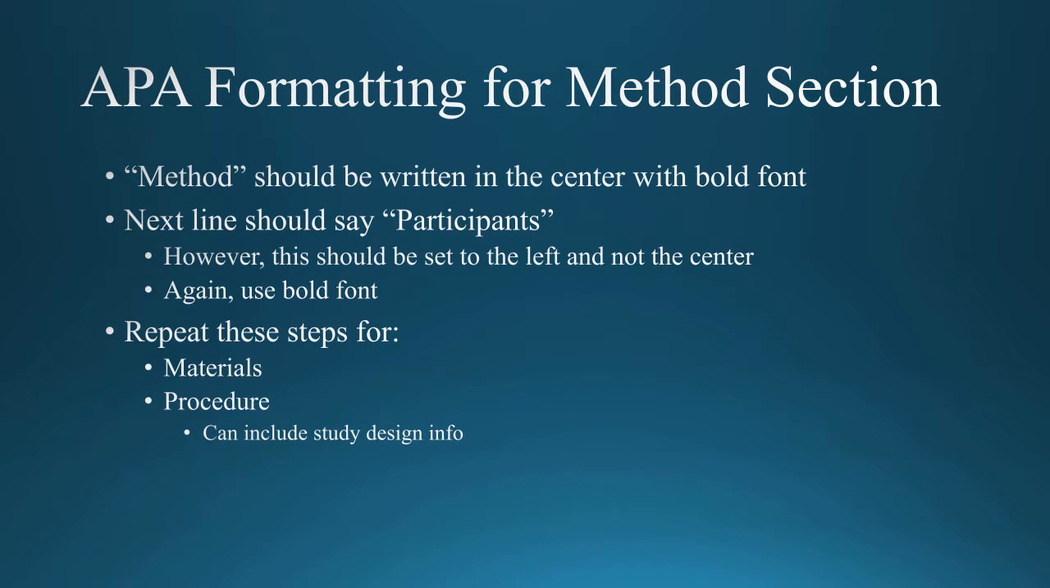So, for APA formatting for this section of your paper, you're going to have the word method written in bold and in the center. Then you're going to go to the next line and put participants in bold, but you're going to have it on the left of the page instead of in the center. Don't forget to make sure that it's bold.